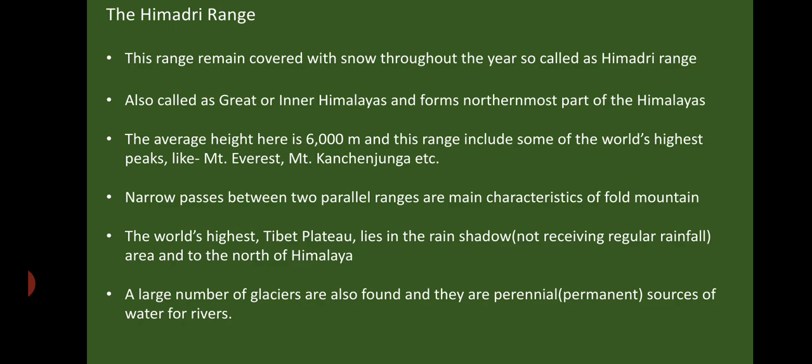Now the world's highest Tibet plateau lies in the rain shadow area, meaning the area which does not receive regular rainfall, and it is in the north. A large number of glaciers like Siachen and Baltoro are also found over here, and from here the perennial rivers, which carry water throughout the year, come out.